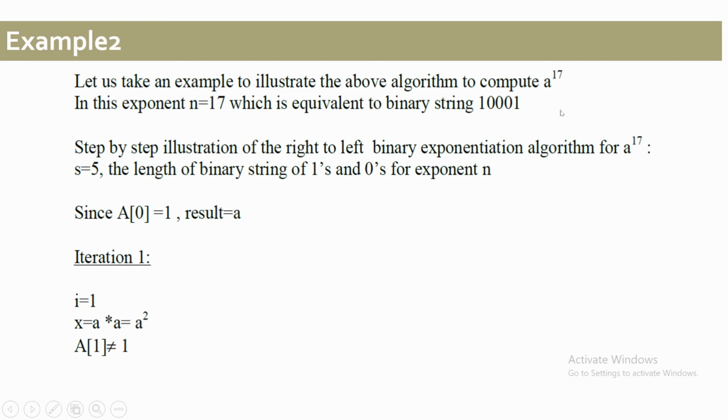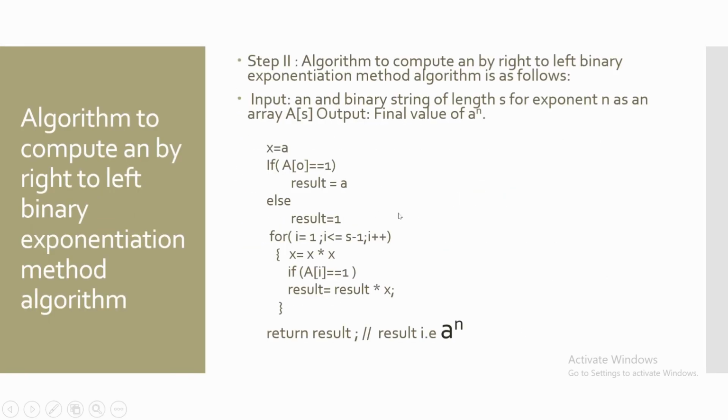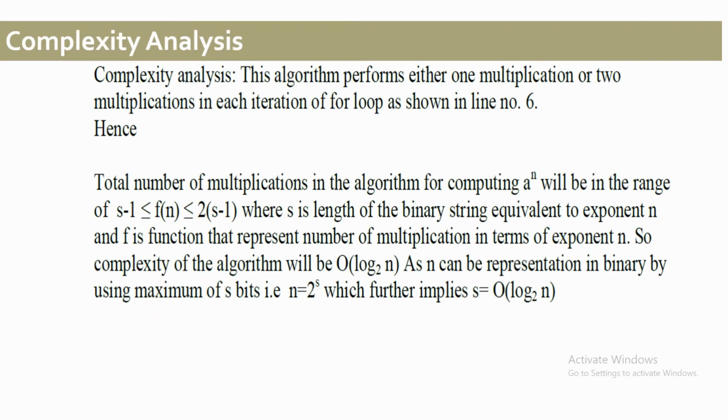If I would have been doing it by brute force, I would have to multiply 17 a's together. For that, how many multiplication symbols do I require? 16. That means I need to multiply n minus 1 times. But here, my loop or my complexity is dependent on which variable? S. So again, in a similar way to what we did for left to right, here also the complexity is dependent on s, so it is O(log 2 n).